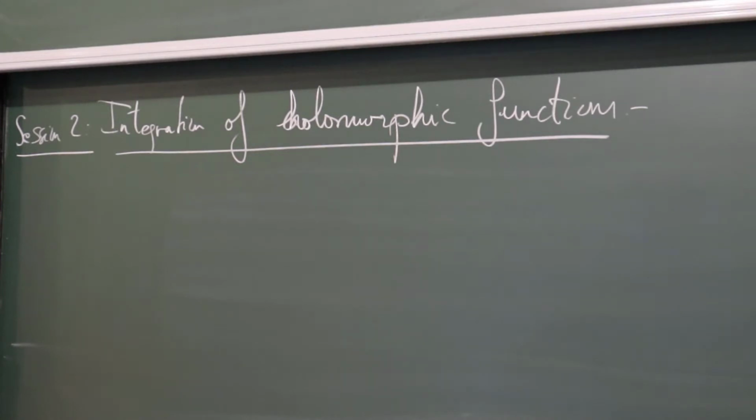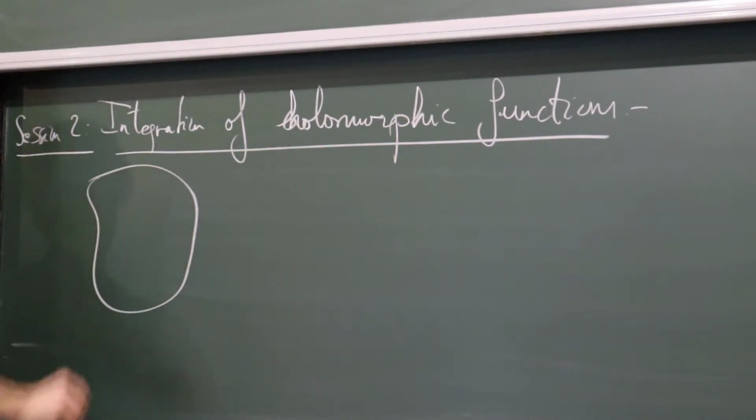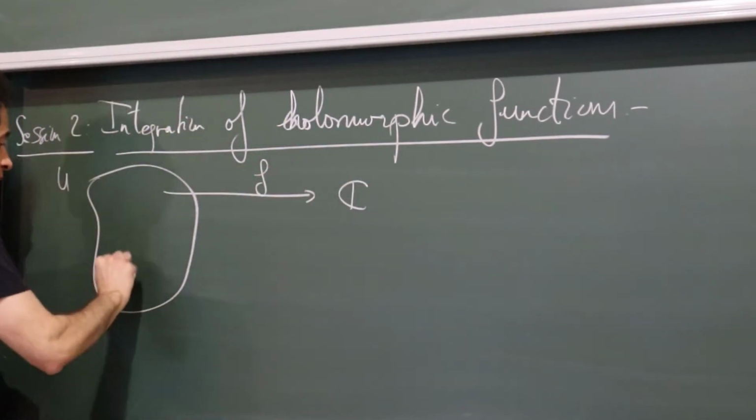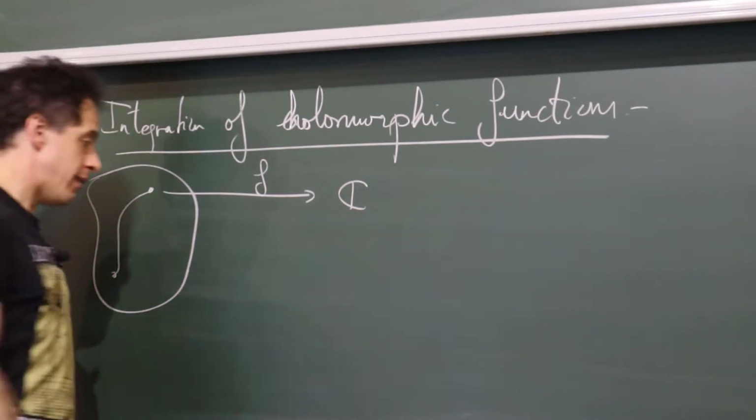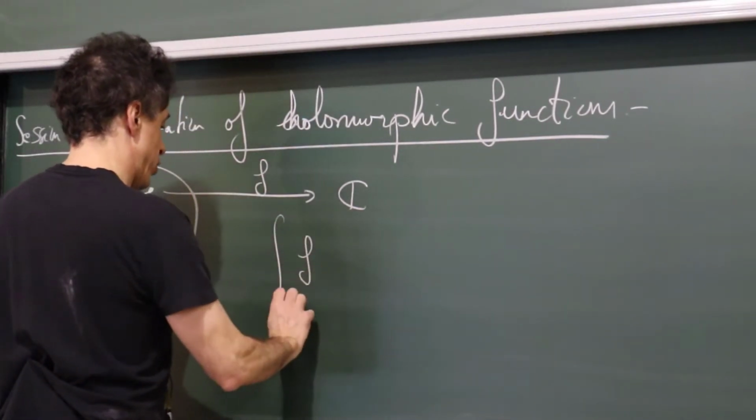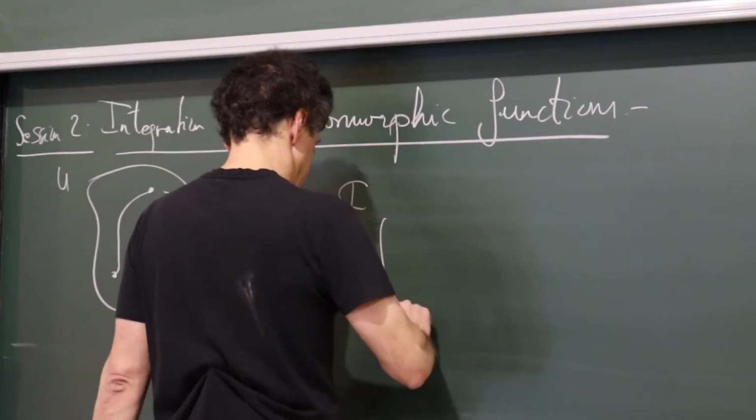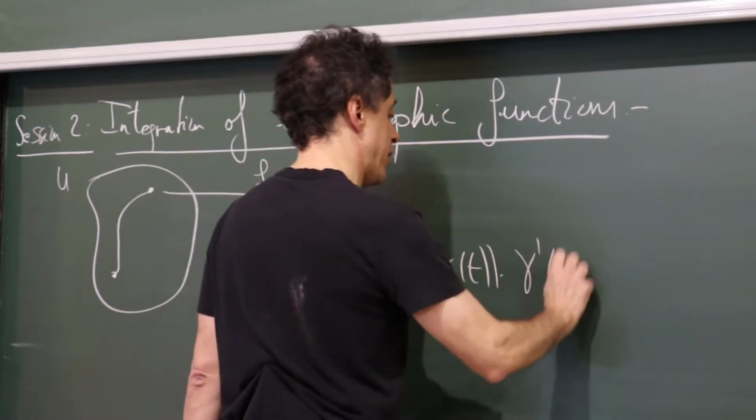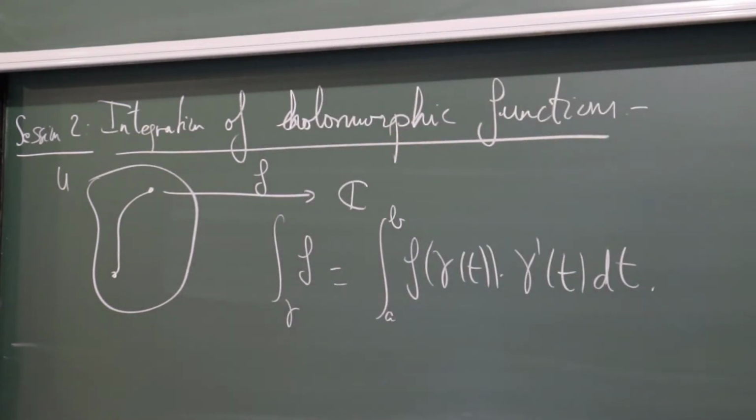So as I said in the first session, we have a continuous function defined on an open set U, on the path on U, the integral of a function f along the path gamma is defined as the integral from a to b of this complex number. Okay? Of this complex number.